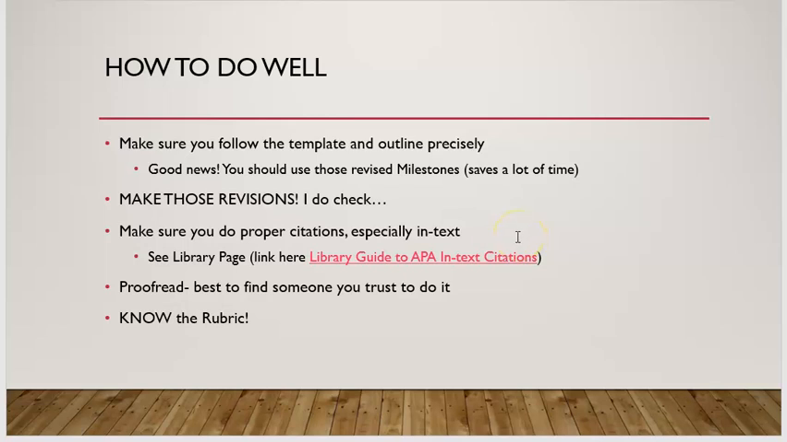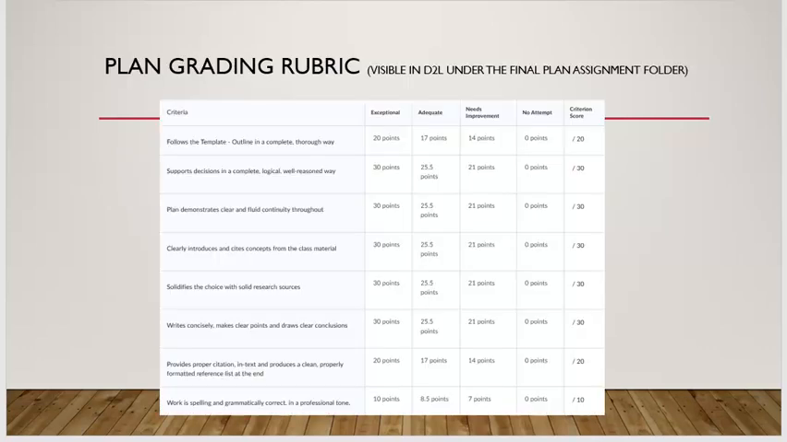Definitely proofread it. Please do that. It's best to have someone you trust to do it. When I say trust, I mean somebody who can be honest and is capable of doing it. And it's really important that you know the rubric, how it's actually going to get graded. I'm not going to say it's formulaic, but it's close enough to that you need to know.